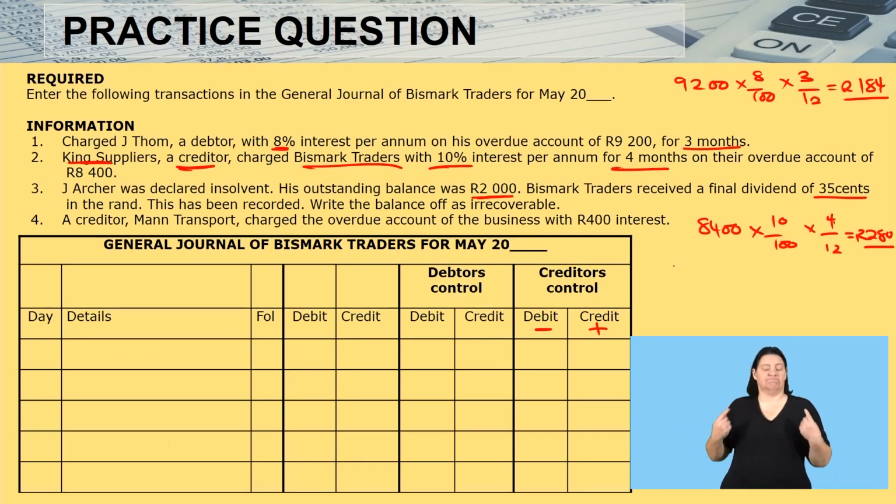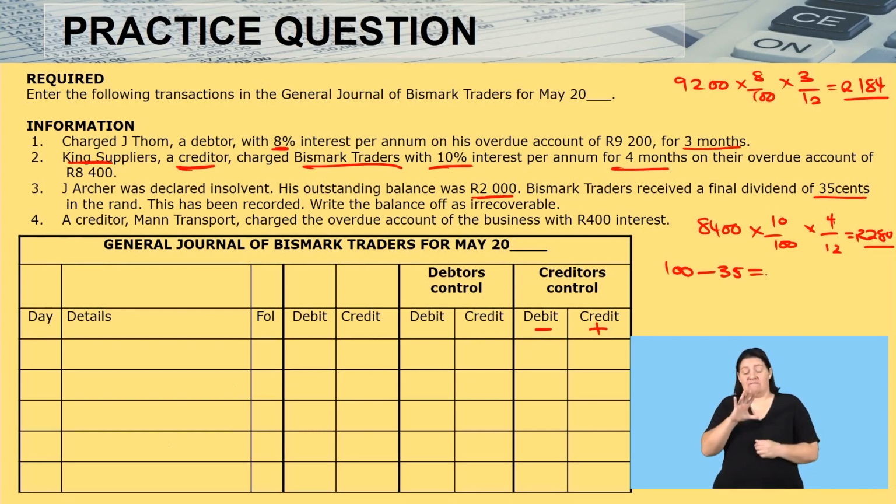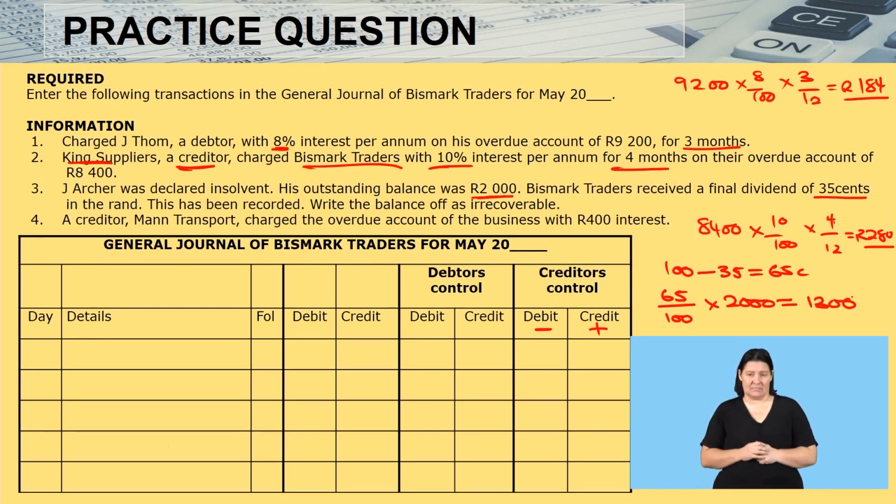So the balance, remember, the initial debt would have been 100. We have received 35 cents in the rand. So the amount that we have not received is 65 cents in the rand. What we want is 65 over the initial amount, which is 100 multiplied by 2,000. That will give us 1,300. We are writing off bad debts.